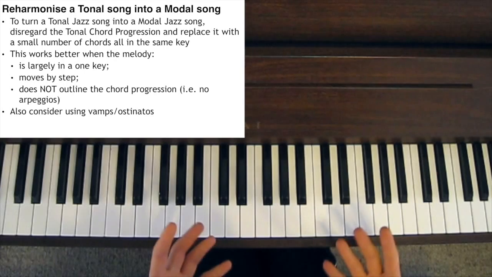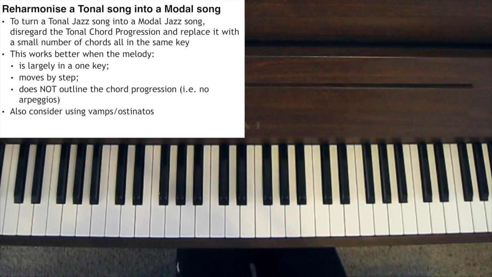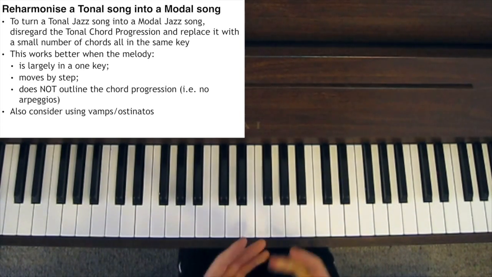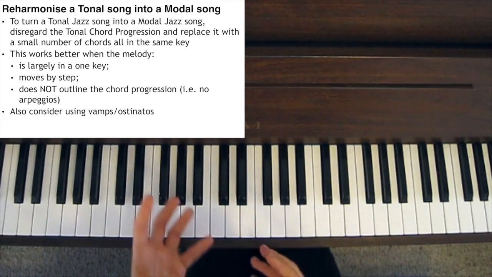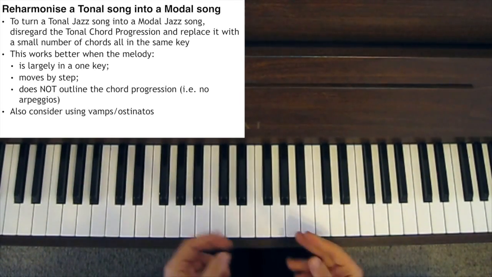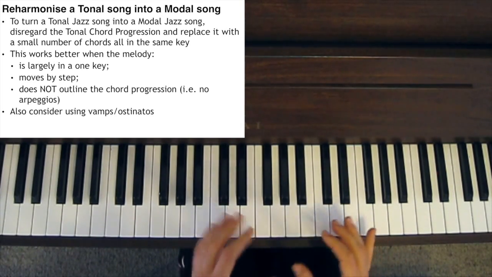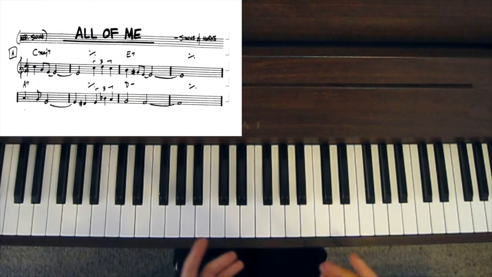Now, while you can probably change any song into a modal song, it helps if the melody of the song is largely in one key, because as I said before, modal songs don't really change chords often, and so therefore don't really change keys often. And it also helps if the melody moves by step and doesn't clearly outline the chord progression. For example, if we look at the melody of the jazz standard All of Me, it goes like this.